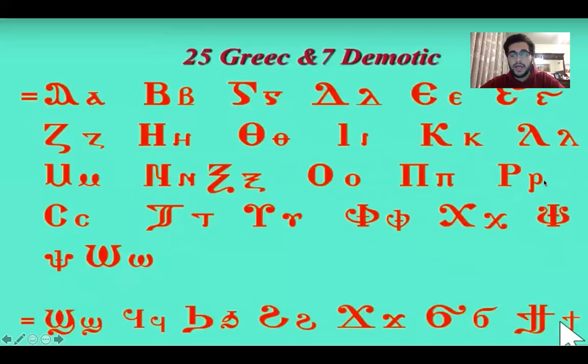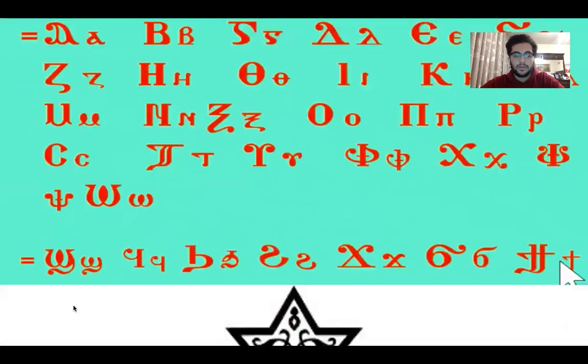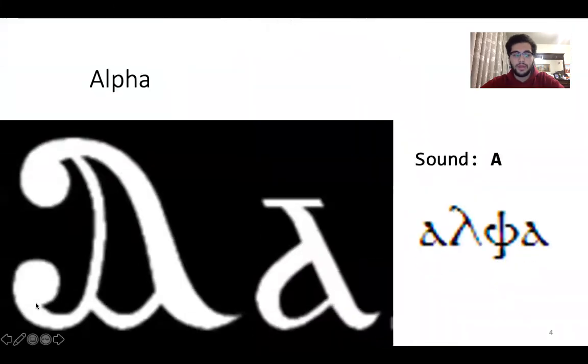The Coptic language has 32 total letters. 25 are Greek, and then 7 are Demotic or Egyptian in origin. We'll come back to this slide at the very end once we go through the letters together. All right, so these next couple of slides here are going to highlight the actual alphabet of Coptic. So we'll go through them together.